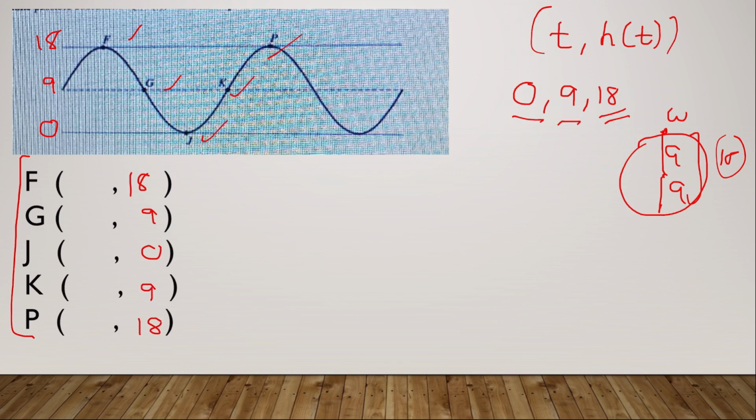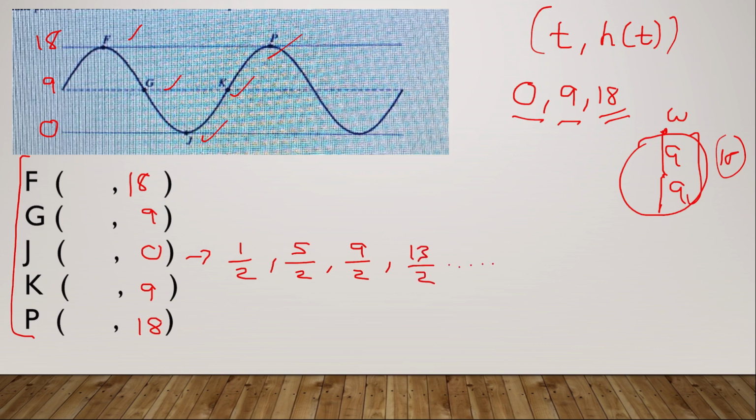And that way, we have very simply solved for the y coordinate of f, g, j, k, and p. Now, what about the x coordinate? We know that in the question we're given that w has a height of 0 above the ground at time equal to half second, 2.5 seconds, 4.5 seconds, 6.5 seconds, and so on.